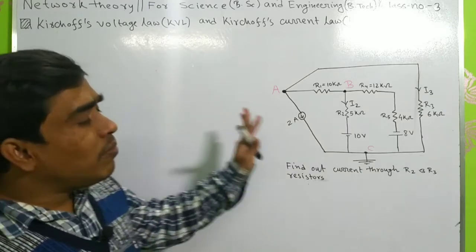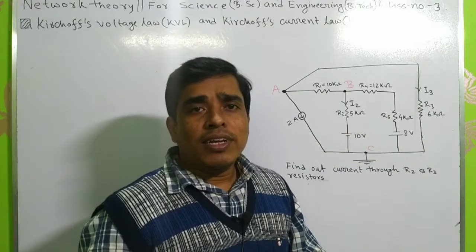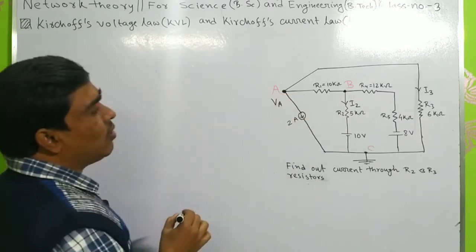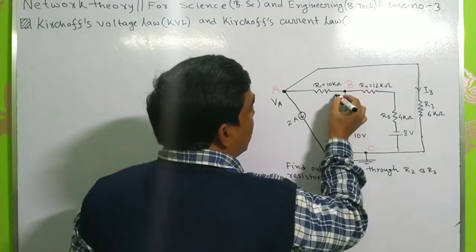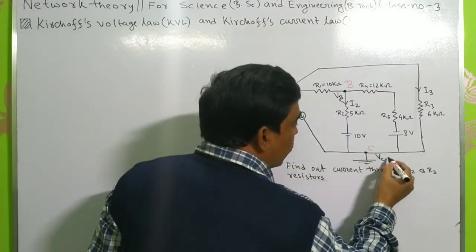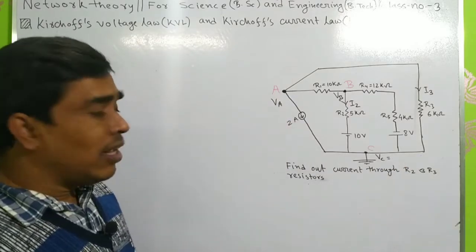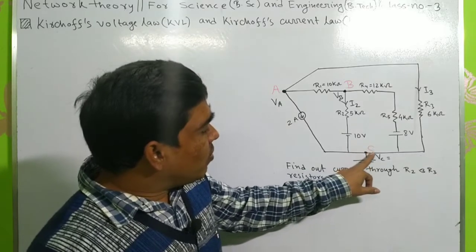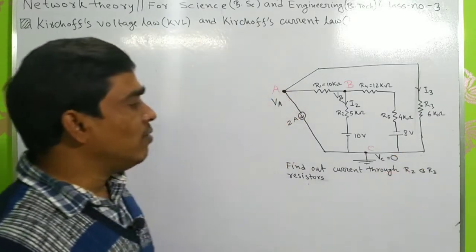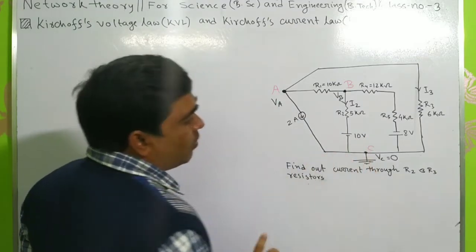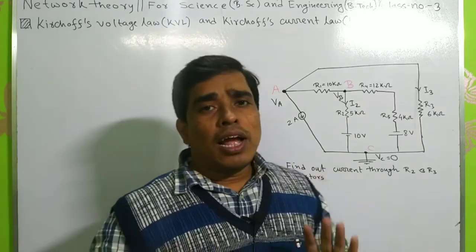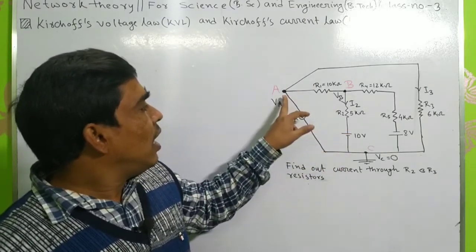Every node has a node voltage. So I take VA as the node voltage of node A, VB as the node voltage of node B, and VC as the node voltage of node C. Now this node C is grounded, so the value of VC will be 0. Now we will apply KCL at every node.